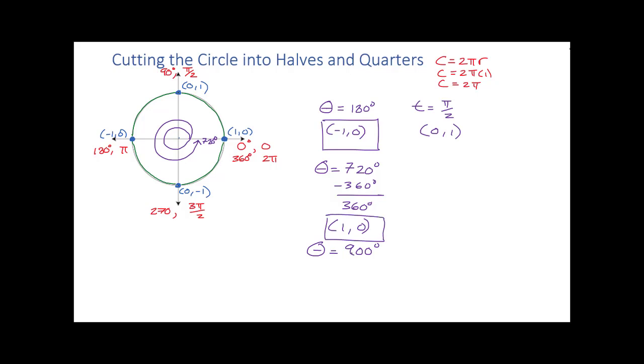900 degrees, well, how many circles is that? We know 360 is 1 circle, 720 is 2 circles, so why don't I subtract 720 from that, and what do we get? We get 180 degrees. So in this case, this is like going around 2 full circles, 360, again, 720, and then 180 degrees more, and where do we end up at? At the terminal point, negative 1, 0.